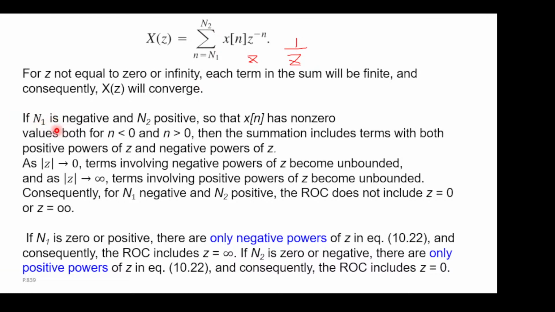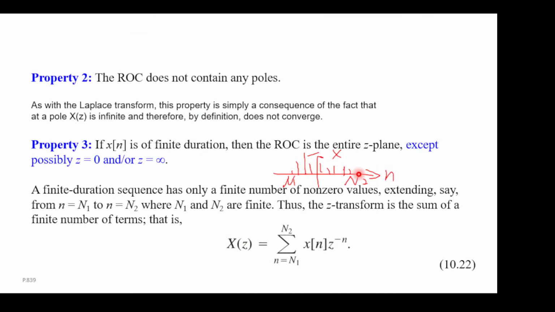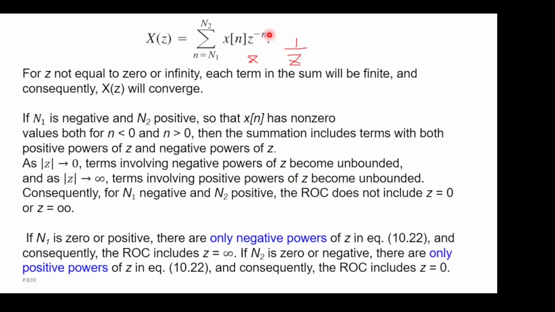So let's say your n1 is negative, n2 is positive, so you are crossing between 0, and so you have both the positive n terms and the negative n terms, right? So you have both those z terms and 1 over z terms. Then one of them diverges at infinity, one of them diverges at 0. Then you see that both z equal to 0 and z equal to infinity should not be in your ROC, because z equal to 0 doesn't converge with 1 over z, and z equal to infinity doesn't converge with z.